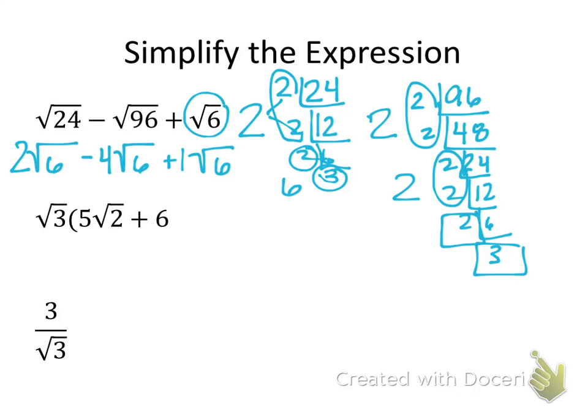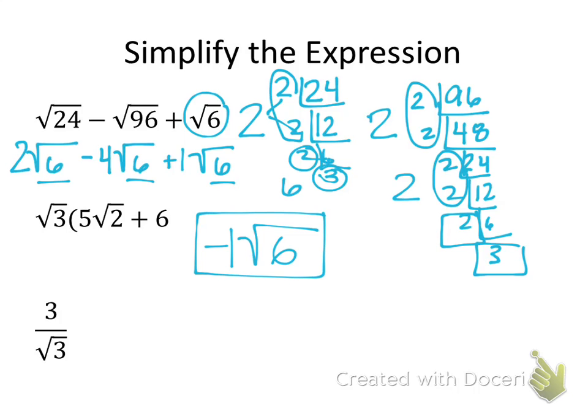Okay, so now since they're all like terms, all I do is add the numbers in front of them. 2 minus 4 is negative 2. Negative 2 plus 1 is negative 1. Then, since they're all like terms, I keep that like term and make it the square root of 6. I would not make it the square root of 18, okay, because I don't add those together. I don't multiply them together. It stays the exact same.